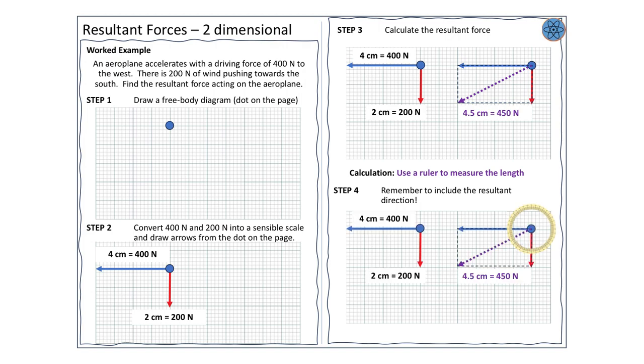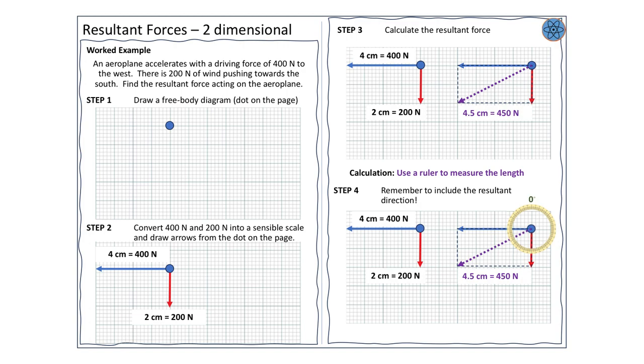In step 4, we need to remember that the resultant force has a magnitude, so 450, but it also has a direction, so we need to use a protractor. So unless you're told otherwise, you measure it from north, like you would in maths when dealing with bearings. And we need to find the angle from north that then meets the purple line that we've just drawn.